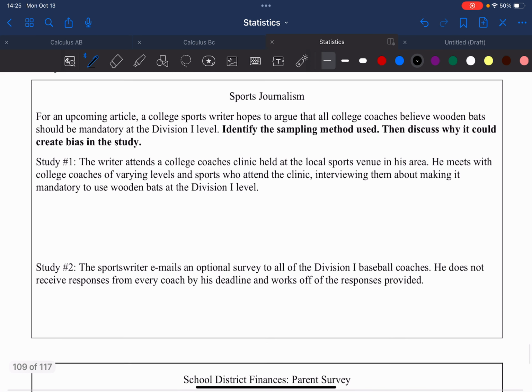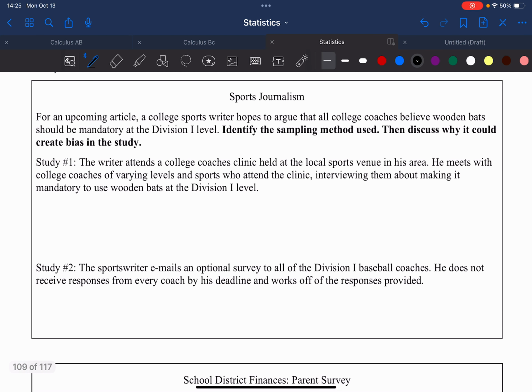Okay. So let's look at some examples. In this first one, it says, for an upcoming article, a college sports writer hopes to argue that all college coaches believe wooden bats should be mandatory at a Division I level. Identify the sampling method used. The writer attends a college coaches clinic held at a local sports venue in his area. He meets with college coaches of varying levels in sports who attended the clinic, interviewing them about making it mandatory to use wooden bats at the Division I level. Well, this is a convenience sample.